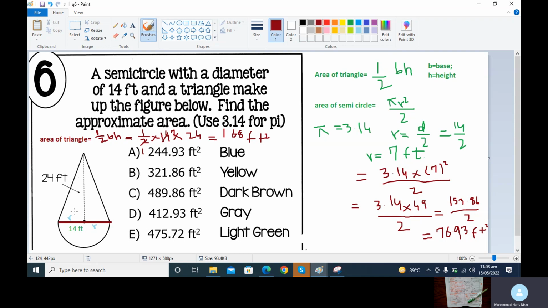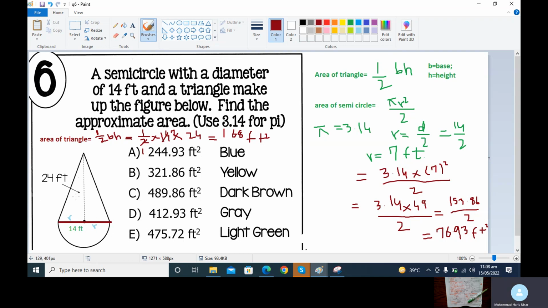So that's why we divided this figure into two parts. One is semicircle, other is triangle. We have proper area formulas for semicircle and triangle. We will calculate their areas separately and then add them. Obviously, when you add them, that will be the area of the complete figure. Without dividing, we can't find the area because we don't have any formula for this.